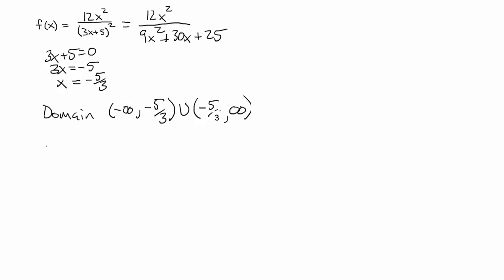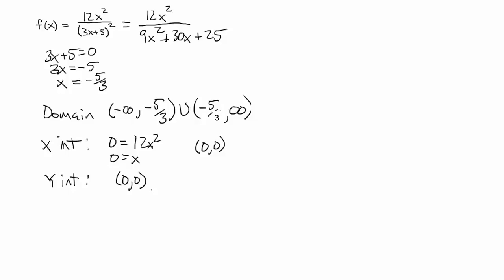And then to find the x-intercept, we're going to set f of x equal to 0. So we're going to have 0 is equal to 12x squared, and x is equal to 0. So the origin is the intercept, (0, 0). And then in this case, the y-intercept, when we make x 0, we end up with 0 over 5 squared, or 0 over 25. So it's also the origin. So in this case, we only had one intercept. The x and the y-intercept both gave us (0, 0).